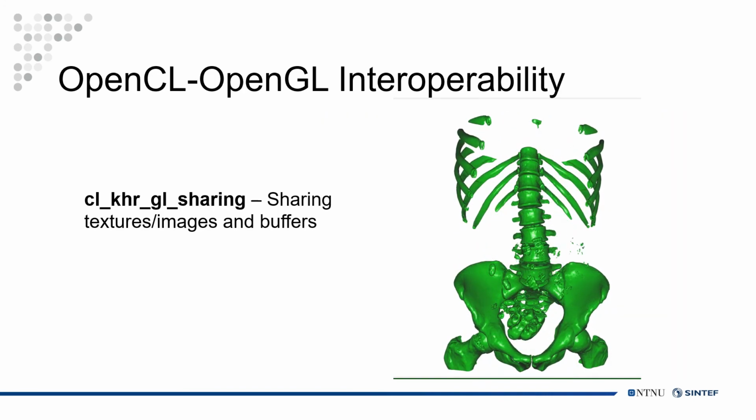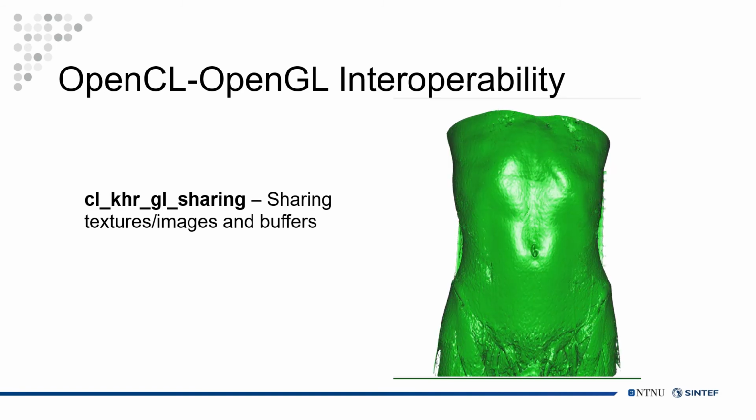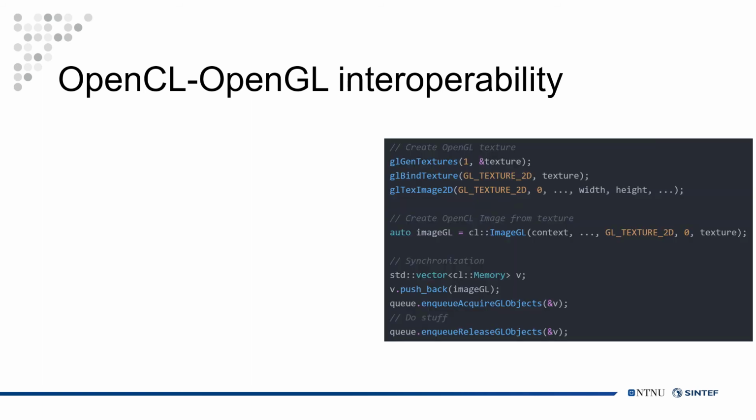An important feature in terms of visualization with OpenCL and OpenGL is the OpenGL sharing extension, which enables sharing of OpenGL textures and buffers with OpenCL. In code, the OpenCL OpenGL interoperability essentially looks like this. First, you create an OpenGL texture or buffer. Then you create an OpenCL image or buffer from that OpenGL data. Then you perform some synchronization, and then you can do your computations before you give the control back to OpenGL again, so that you can visualize the results.